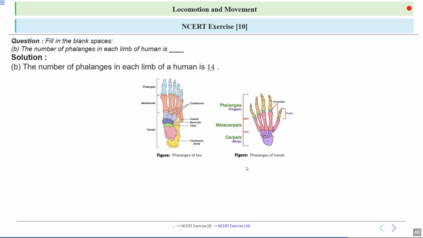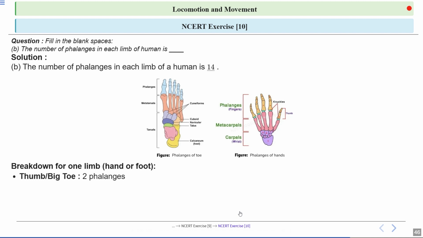Talking about the phalanges of the hand, we can see the carpals, metacarpals, and phalanges, which we already talked about. So these are the fingers. Now in the phalanges of the toe, you can see different regions: tarsals, metatarsals, and phalanges, or we can say fingers. And we also have different regions here. So let's break down the number for one limb, whether it's a hand or a foot. We will look at the thumb or big toe first, and then the other fingers or toes.